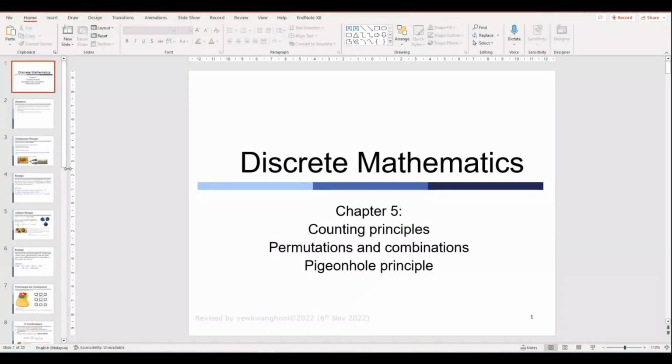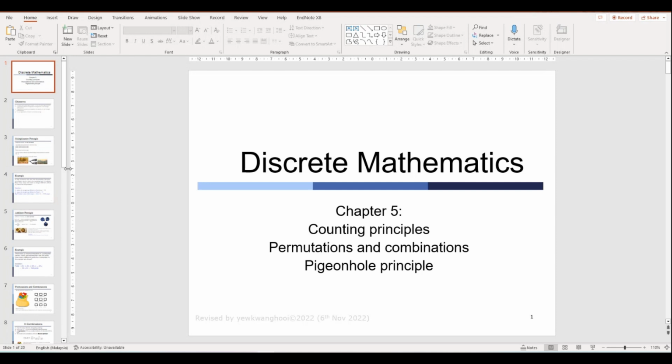Chapter 5, which is about counting principles. We have learned about permutations and combinations. Do you still remember the difference between permutation and combination?